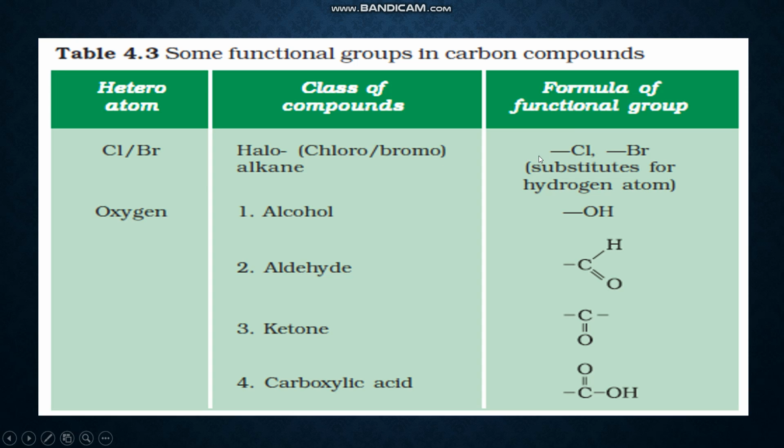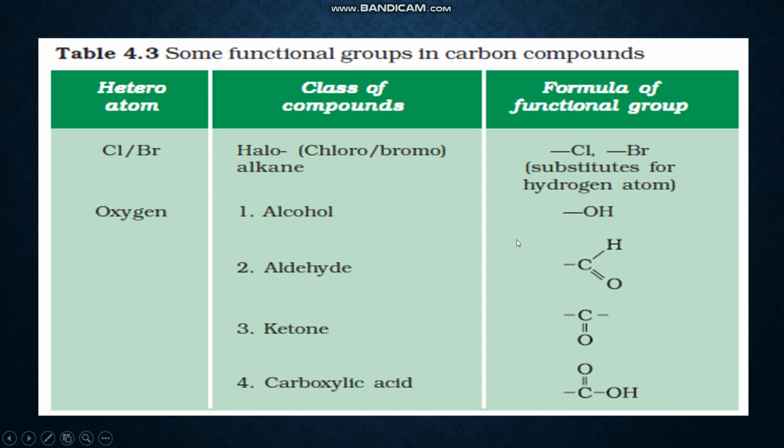Here the functional group can be Cl or Br, chlorine or bromine. That class of organic compounds which have the functional group chlorine or bromine are called chloroalkanes or bromoalkanes. In this compound, the chlorine or bromine decides the chemical behavior of the compound. So all the reactions are based on this chlorine and bromine.